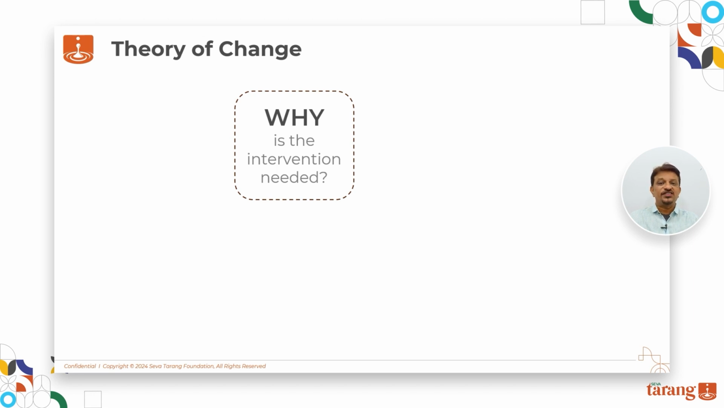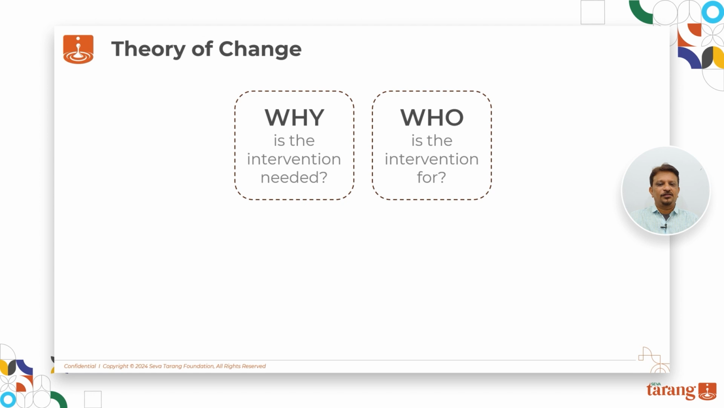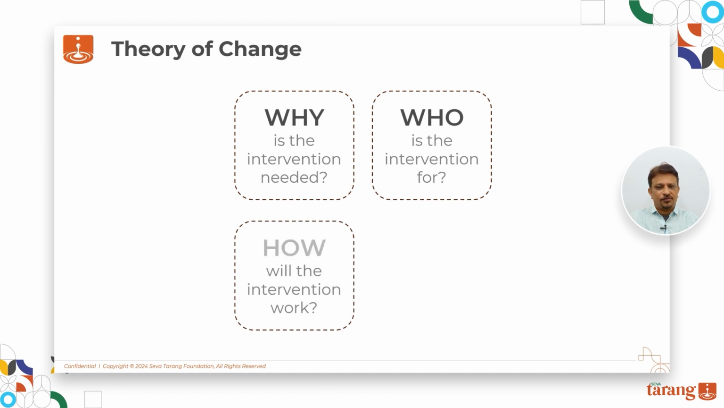The second question is, who is the intervention for? These are the primary and secondary beneficiaries of your project. For them, you are conceptualizing this project, so their description should be discrete. The third question is, how will the intervention work? So you should make sure that the intervention will work, and if yes, how it should work. Strategy and philosophy behind the intervention is your process to make the intervention work.